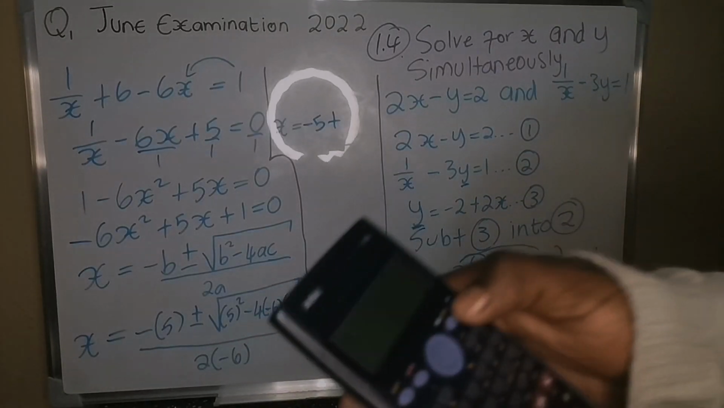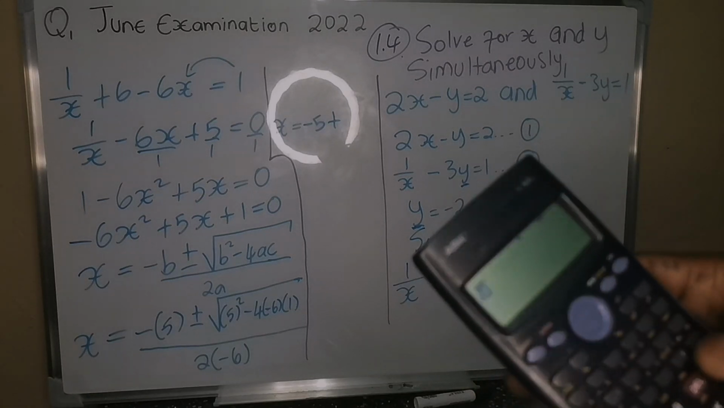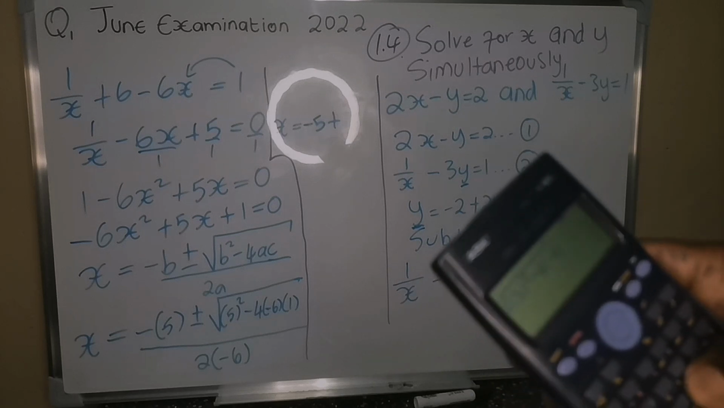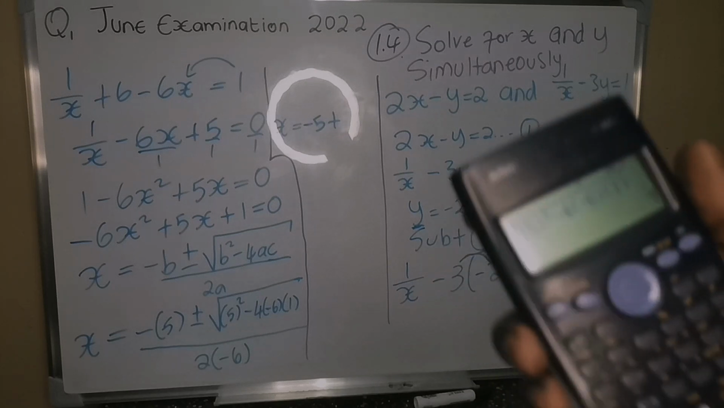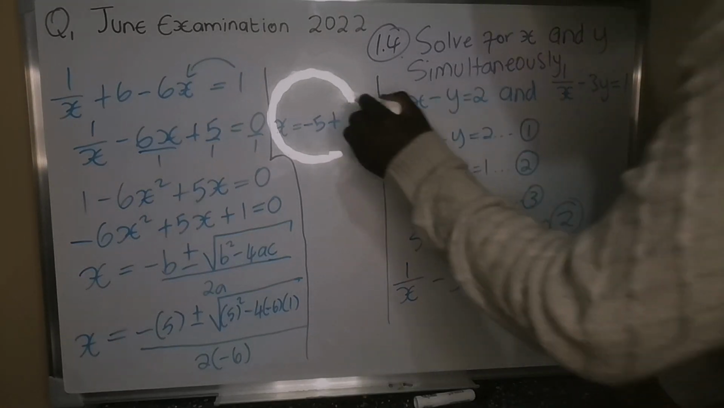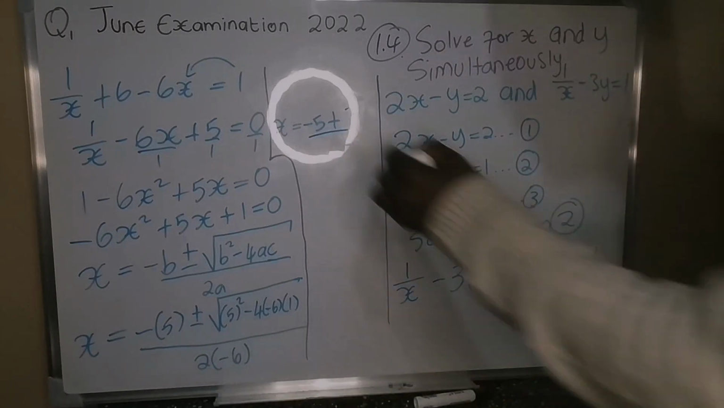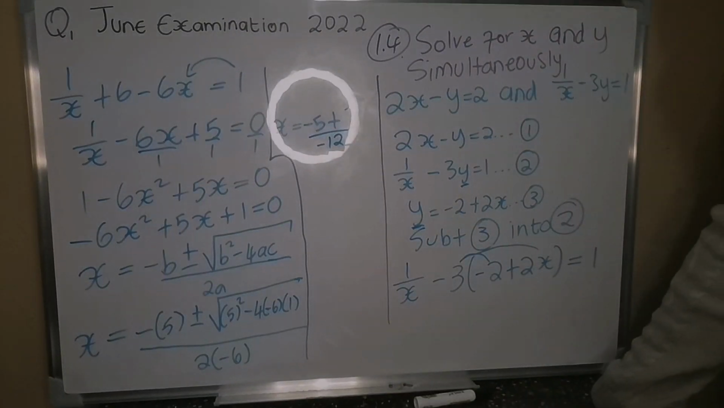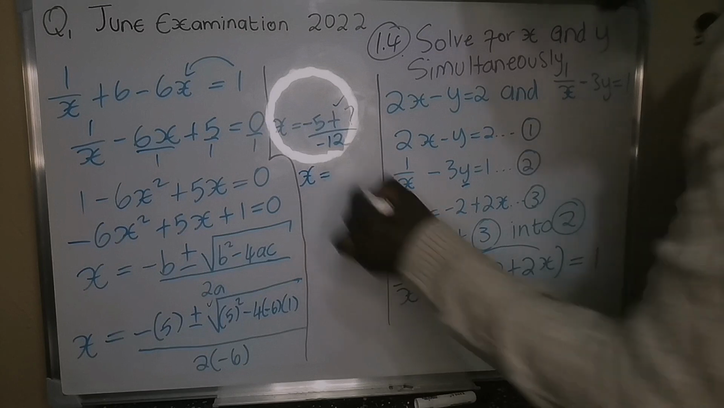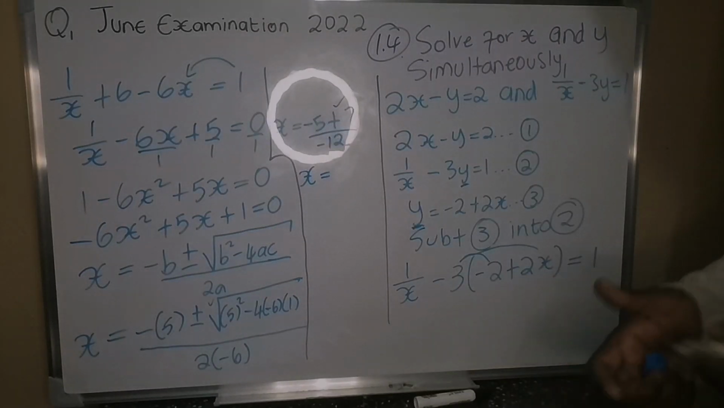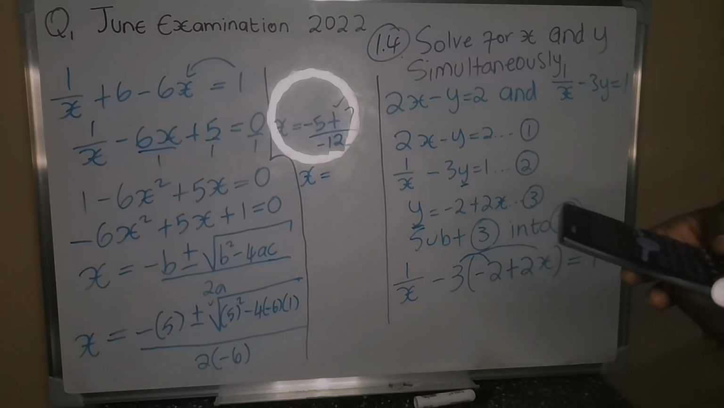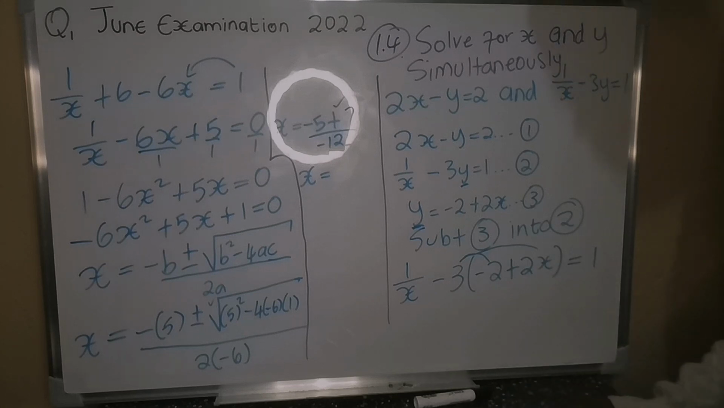If I focus on whatever is inside the square root, negative 6 times 1, my answer is 7. Whatever is inside the square root is 7. So negative 5 plus 7, all over 2 times negative 6, which is negative 12. I've put the plus for this one. Therefore, on your calculator, negative 5 plus 7 is 2, then 2 divided by negative 12 gives negative 1 over 6.